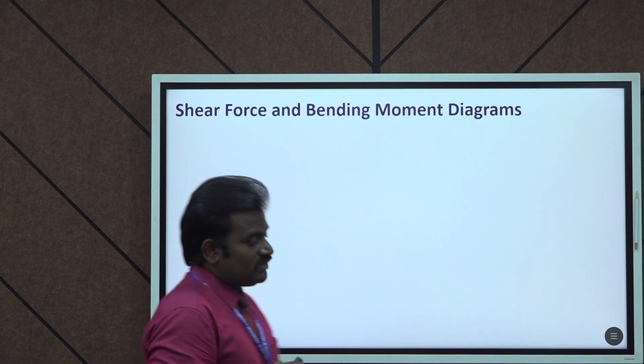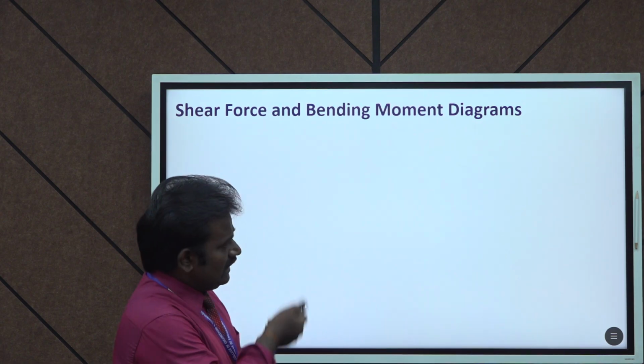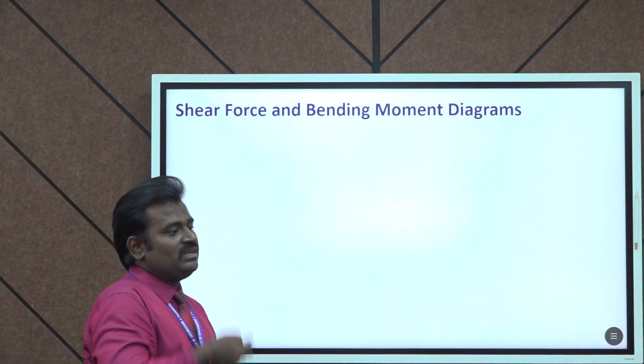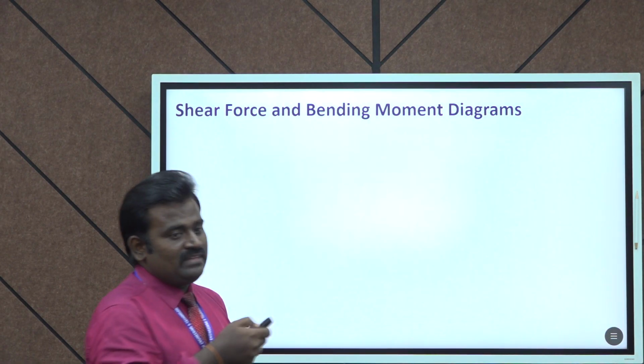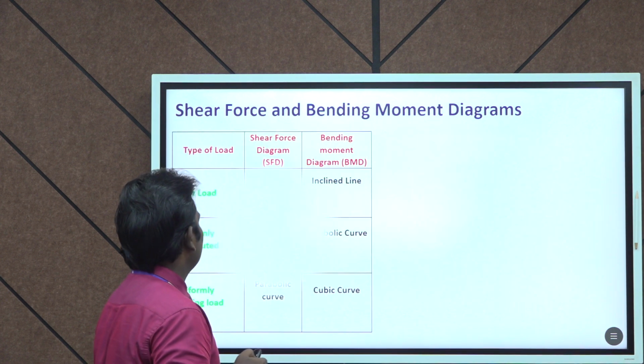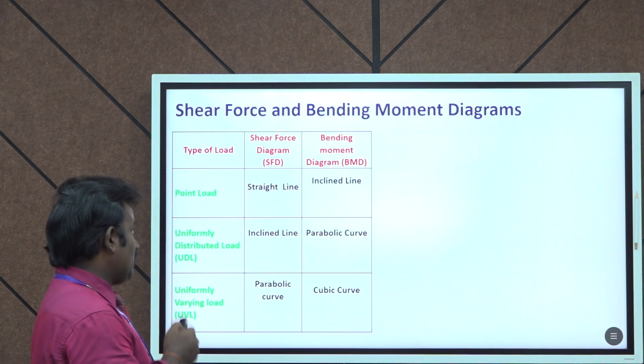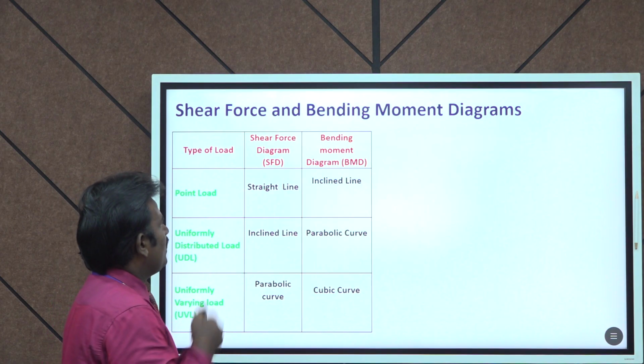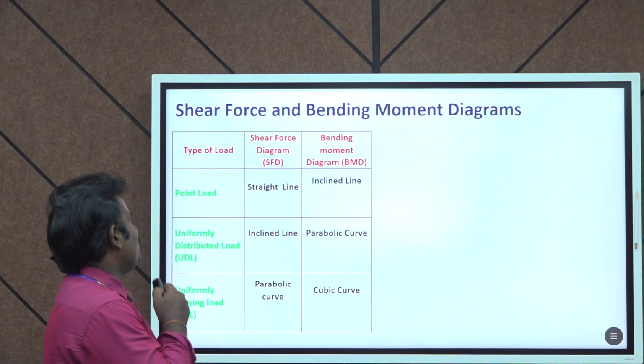Then shear force and bending moment diagram. Here we are going to see how to draw the shear force and bending moment diagram for a particular beam. Then types of load, then shear force diagram and bending moment diagram. So first one, point load.